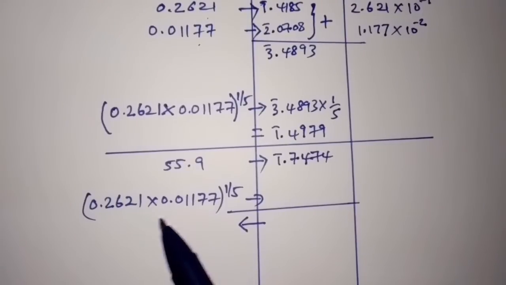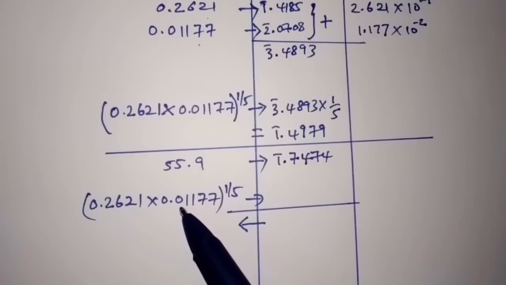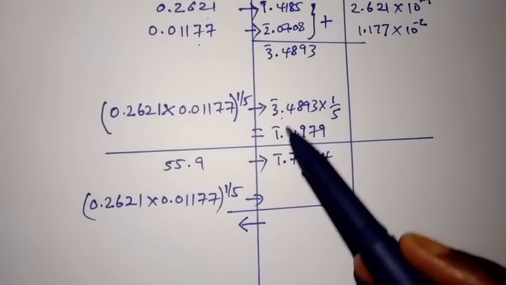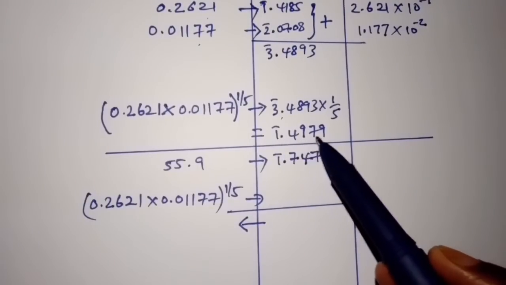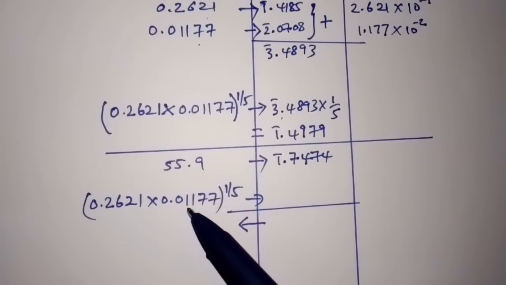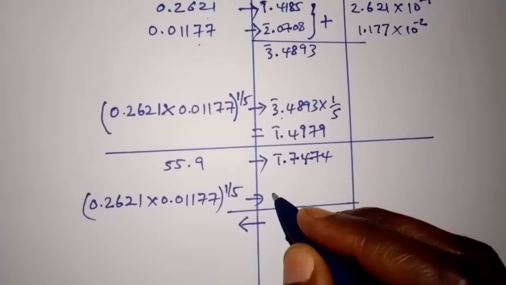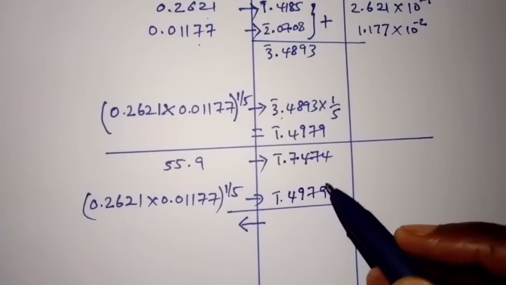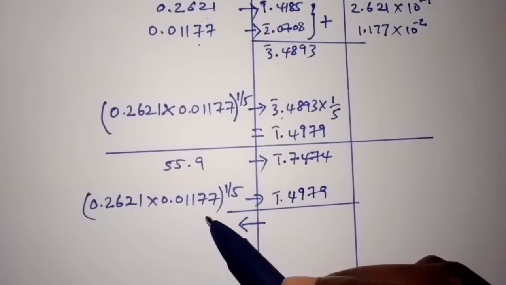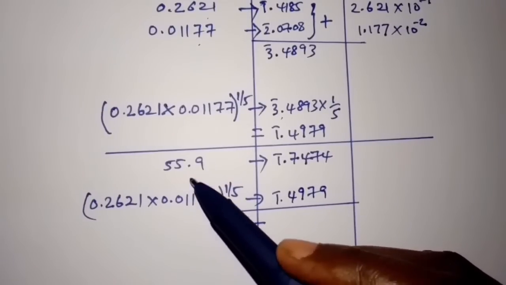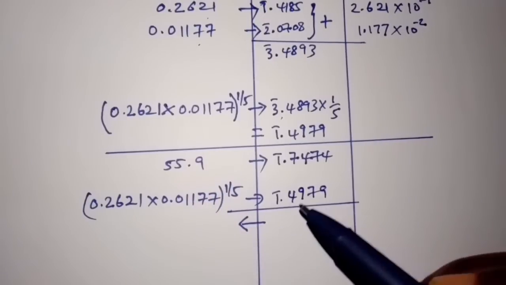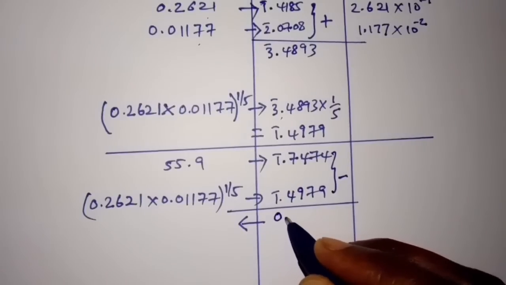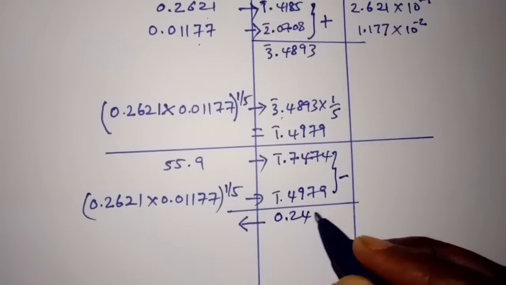So now this expression is what has given us bar 1.4979 here. We bring this one down here. So now this is the numerator, this is the denominator. We divide the numerator by the denominator, so it means that here we are going to subtract. When we subtract, we end up with 0.2495.